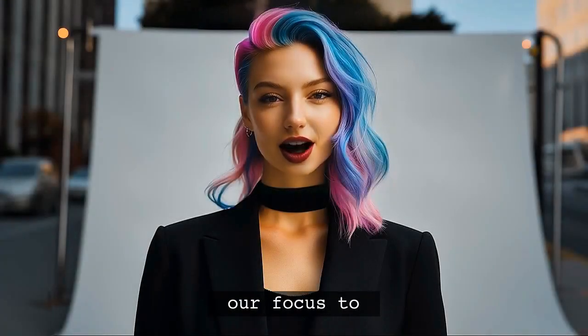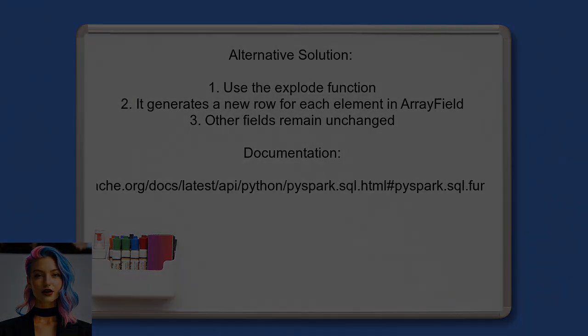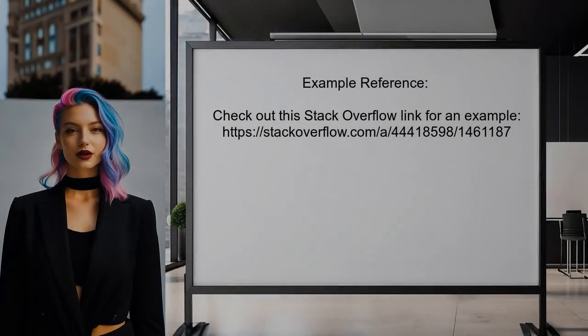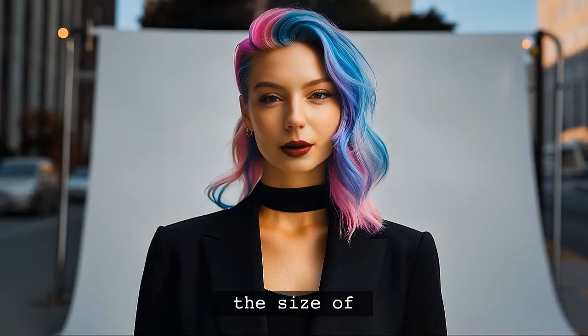Now, let's shift our focus to a different response. This user suggests using the explode function in Spark to achieve the desired output. The explode function will take your array field and create a new row for each element in the array, while keeping the other fields intact. Additionally, they provide a link to an example on Stack Overflow that demonstrates the use of the explode function in a similar context.